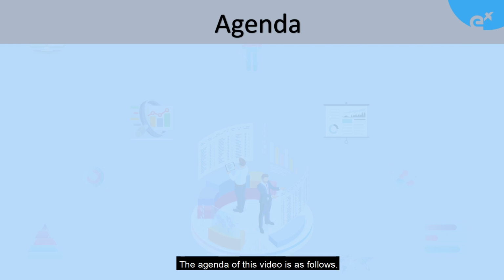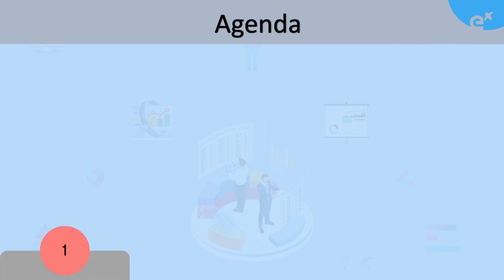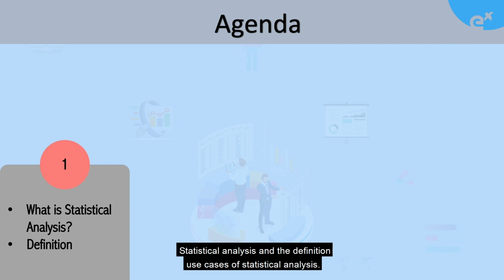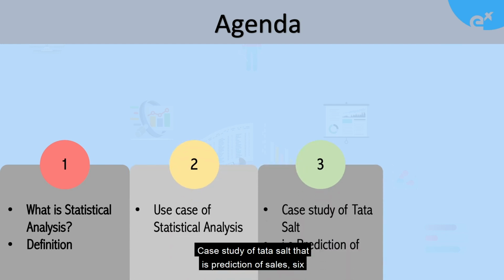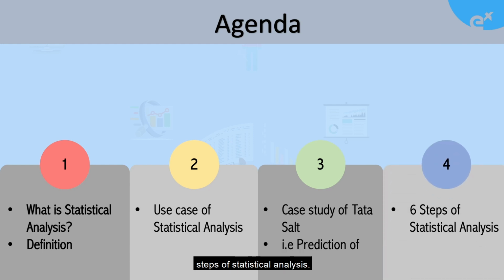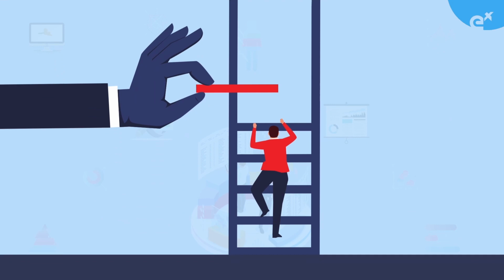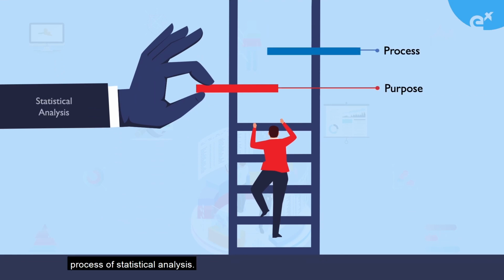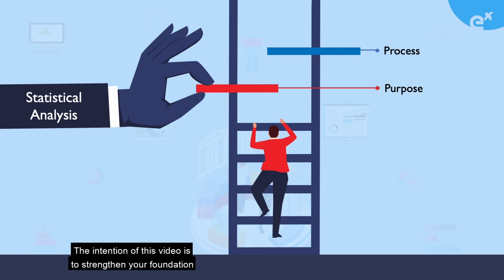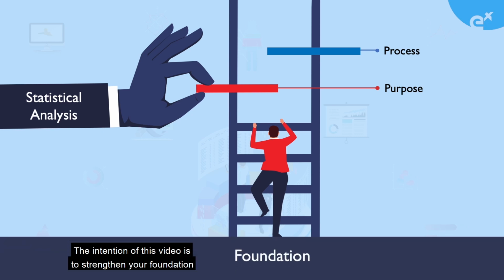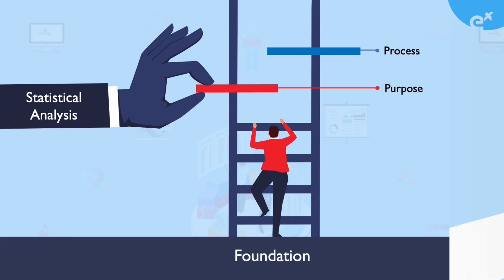The agenda of this video is as follows. What is statistical analysis and the definition? Use cases of statistical analysis. Case study of TATA Salt, that is prediction of sales. 6 steps of statistical analysis. Today's video will help you understand the purpose and process of statistical analysis. The intention of this video is to strengthen your foundation in statistical analysis.